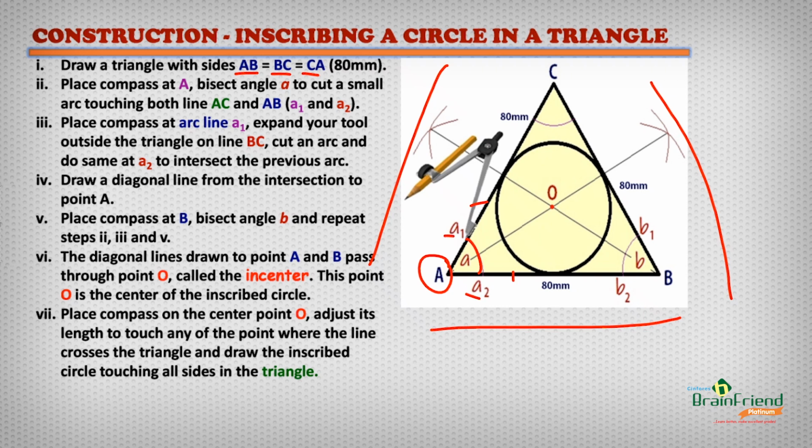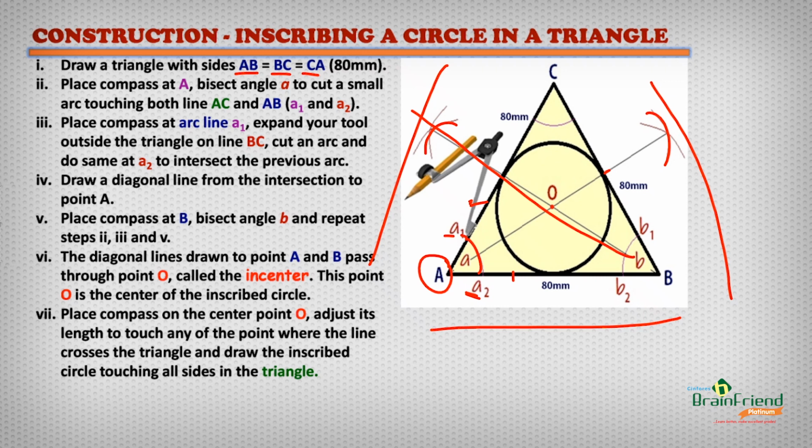3. Place compass at arc line A1. Expand your tool outside the triangle on line BC. Cut an arc and do same at A2. 4. Draw a diagonal line from the intersection to point A.